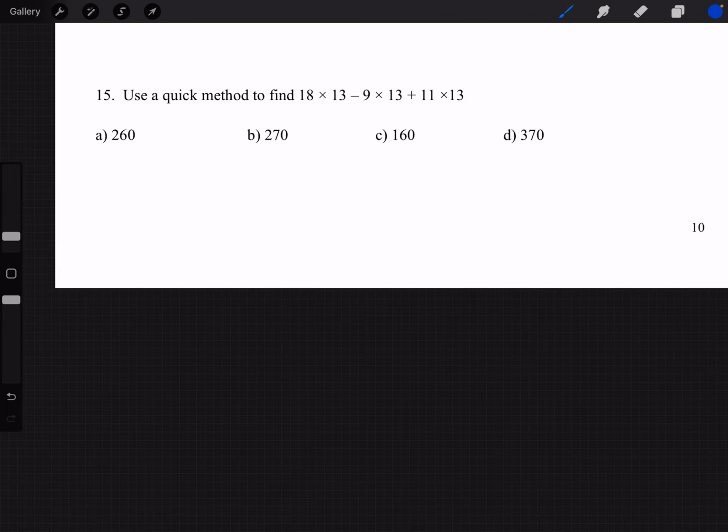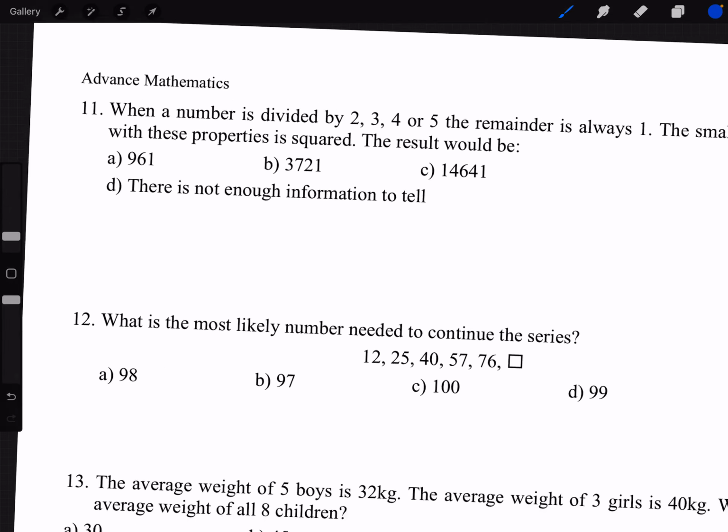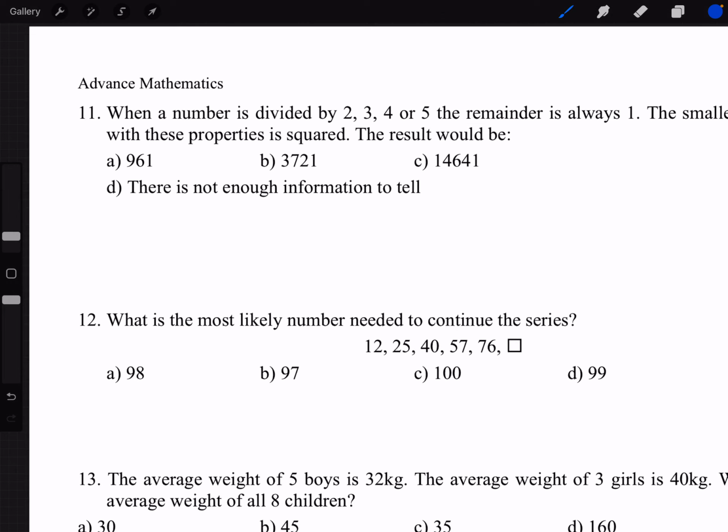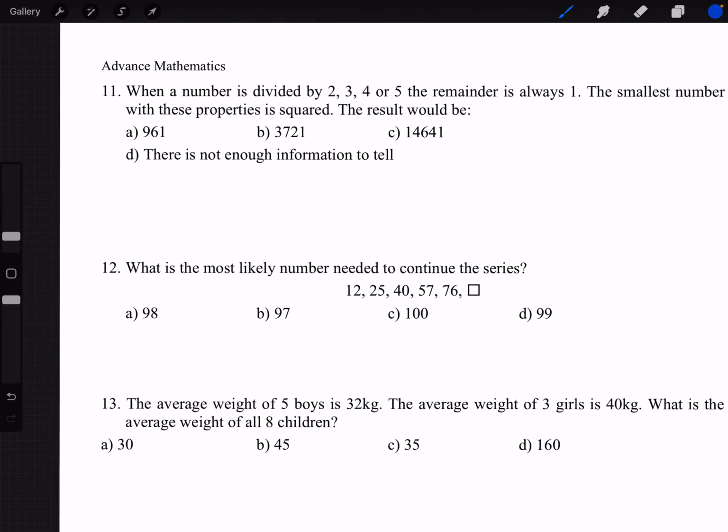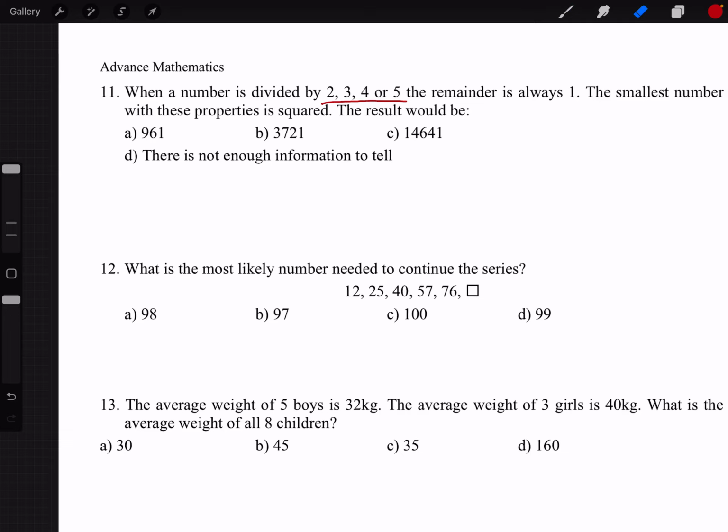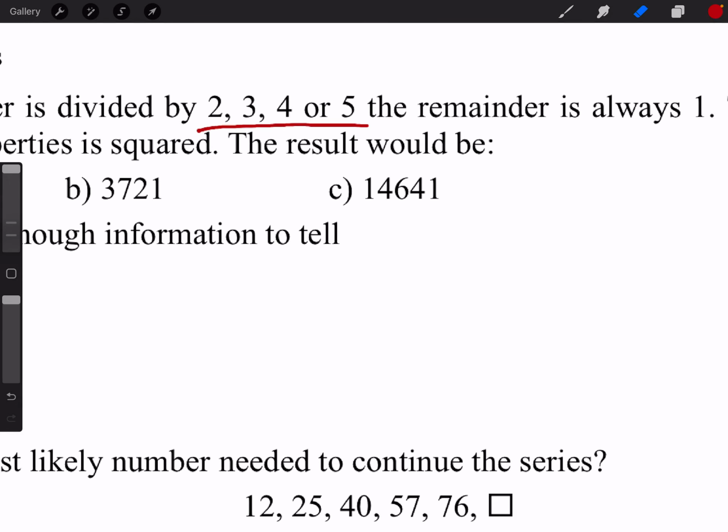Question number 11. When a number is divided by 2, 3, 4, or 5, the remainder is always 1. So what does that mean? That's a very tricky question. So let's find a number that can be divided by 2, 3, 4, and 5. We're going to find the lowest common multiple. We need to look at the numbers and ask what number can be divided by 2, 3, 4, 5.